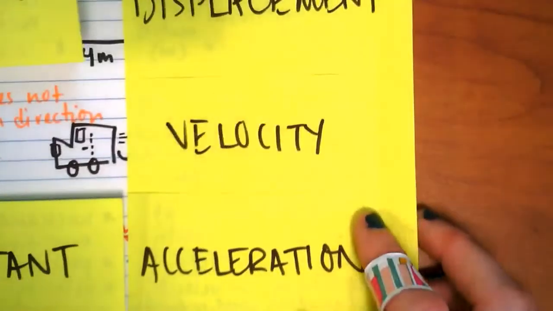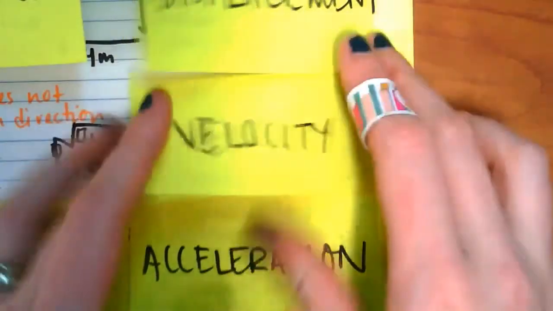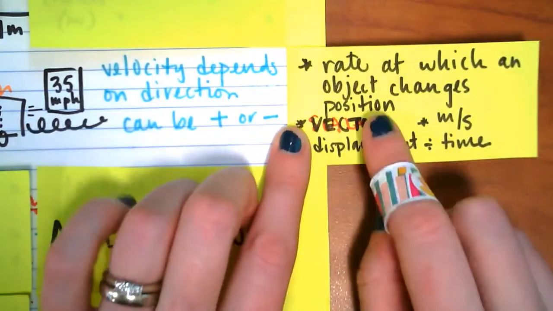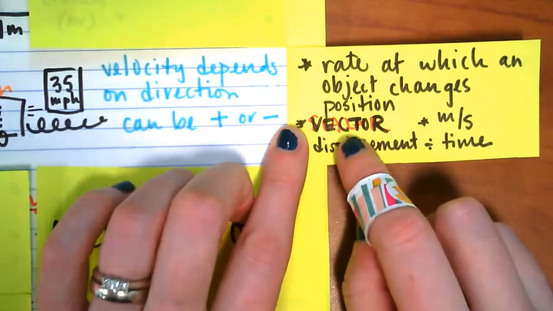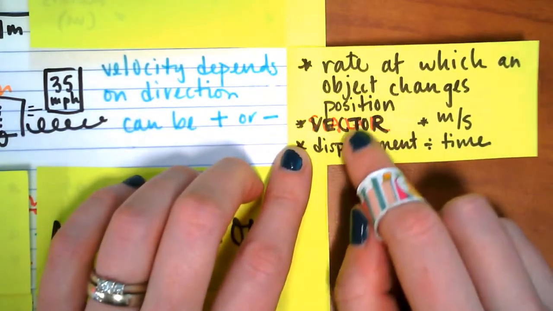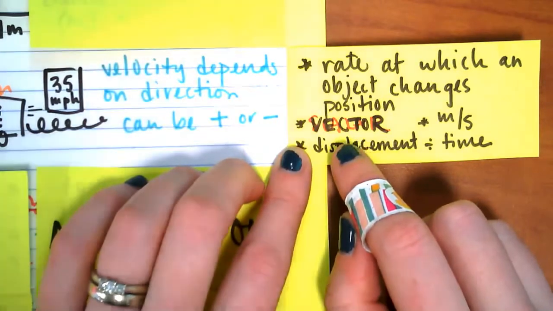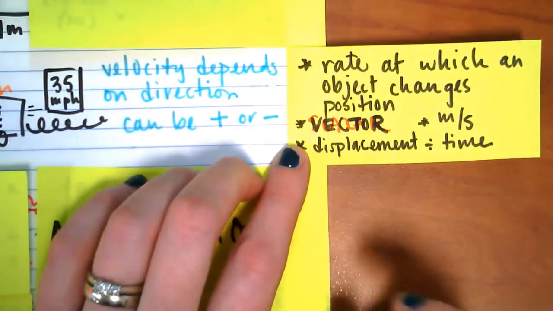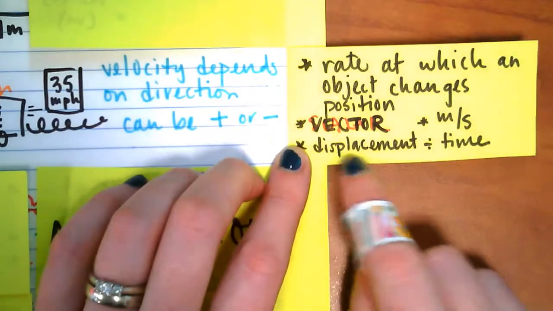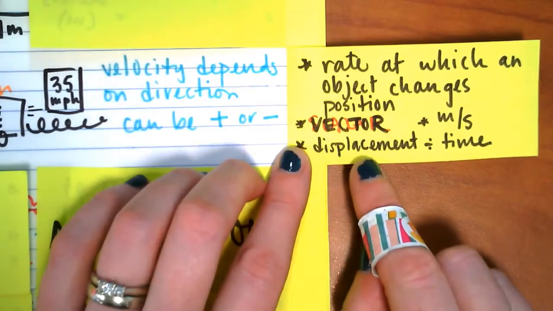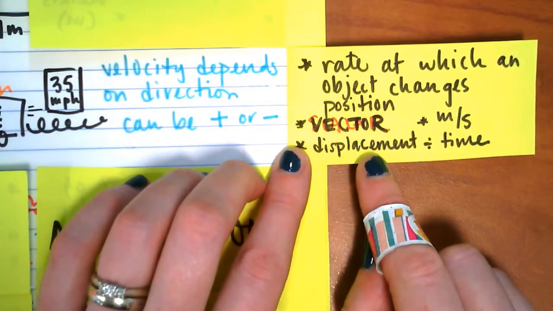Velocity, on the other hand, is different than speed. It's a vector. The rate at which an object changes position has magnitude and direction. Your velocity can be positive or it can be negative. That tells you which way you're going, which direction. Instead of being distance divided by time, it's your displacement divided by time.